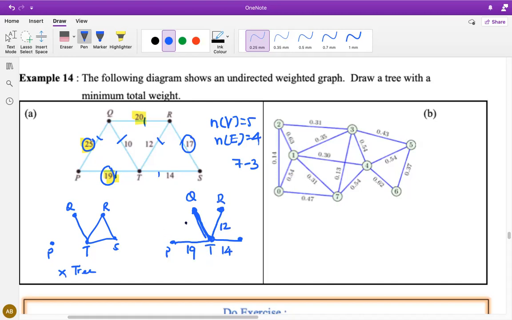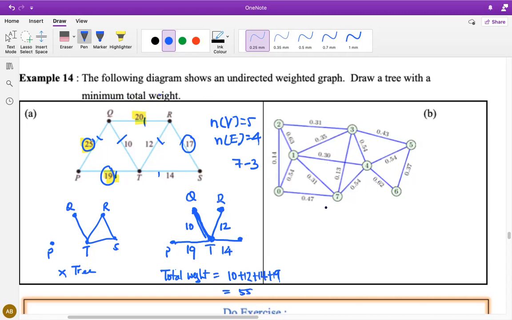Looking like this. So therefore our minimum total weight will be 10, 12, 14, and 19, right? 10 plus 12 plus 14 plus 19. So this is 55. Okay, so let's check. All right, so we want to find the minimum. We can assume this is a minimum total weight also.